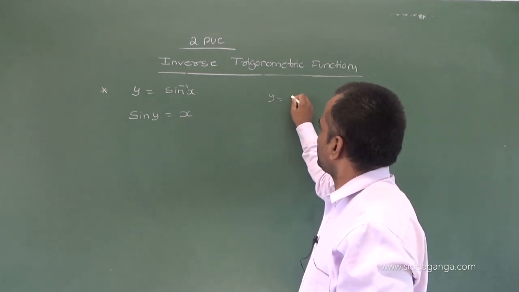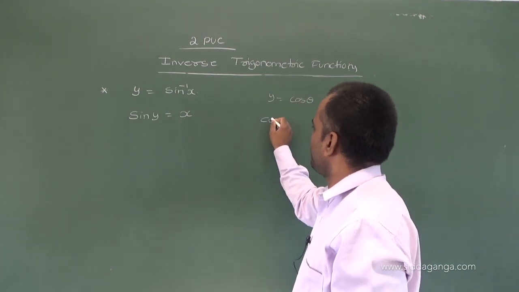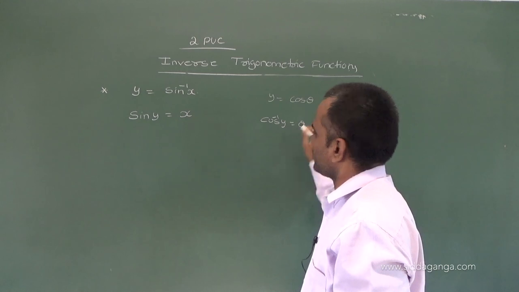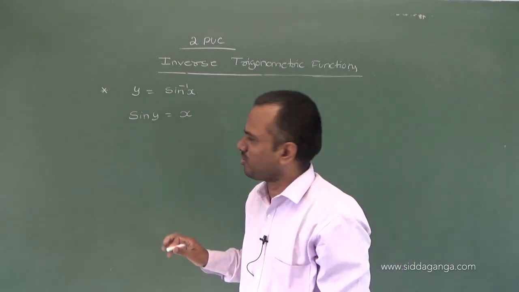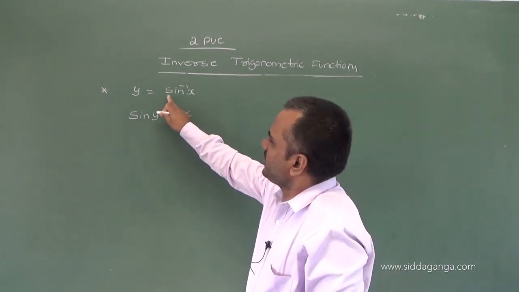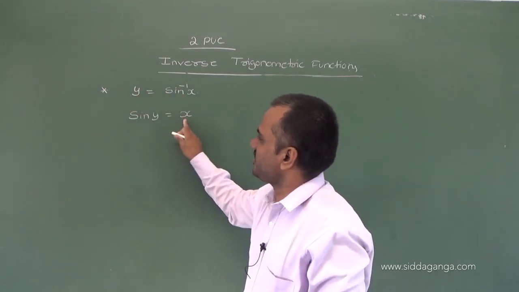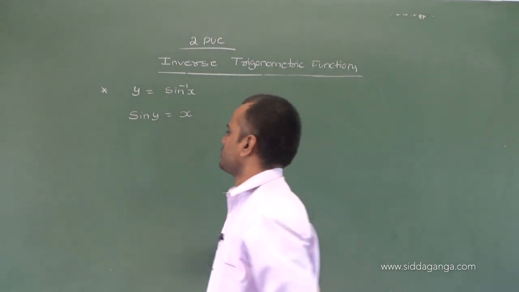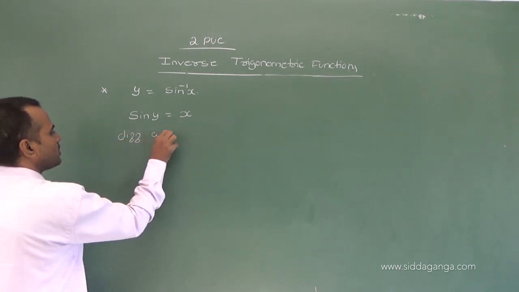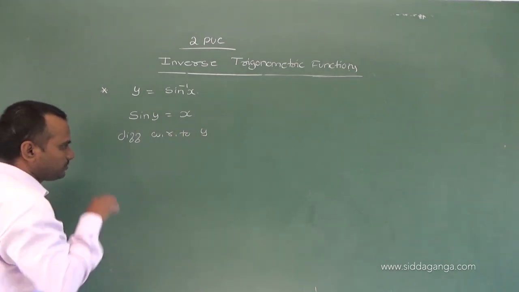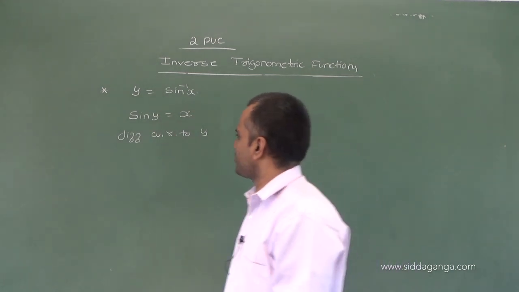Suppose y is equal to cos theta, you shift just only cos from right side to left side, it becomes what? Cos inverse of y is equal to theta, like that. This is one formula. So you perfect in second PUC, no problem. Just simply observe here, what I do here, sin inverse, I shift from right side to left side, it becomes sin y is equal to x, okay. So differentiate with respect to x, because y is a dependent variable, x is an independent variable.